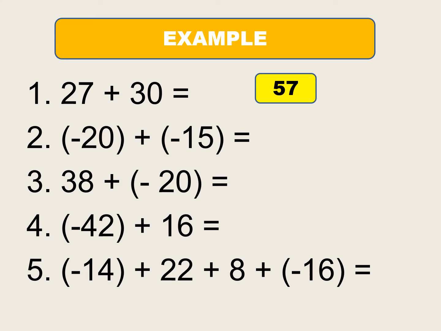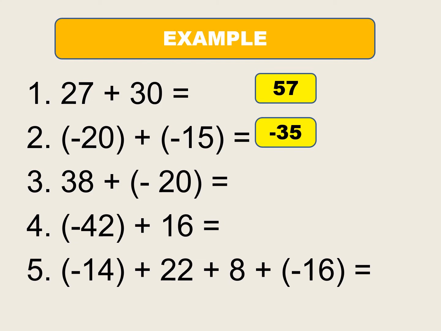Number 2, what is the sum of negative 20 and negative 15? Again, the two numbers have the same sign. So just add the numbers 20 plus 15, that is 35, and then copy the sign. So the answer is negative 35.